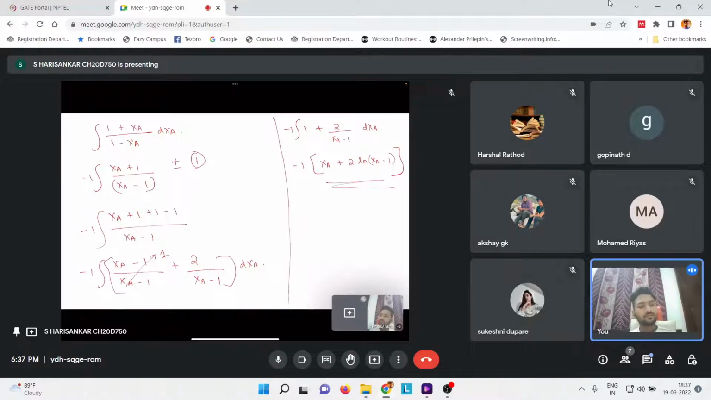Now if you have limits here, let's say 0 to 0.5, you just apply the limits and we can find the result. So this is how you do this. All we have to do is manipulate the numerator so that one of the terms cancels because it becomes equal to the denominator, and the other term will be a simplified version of this.